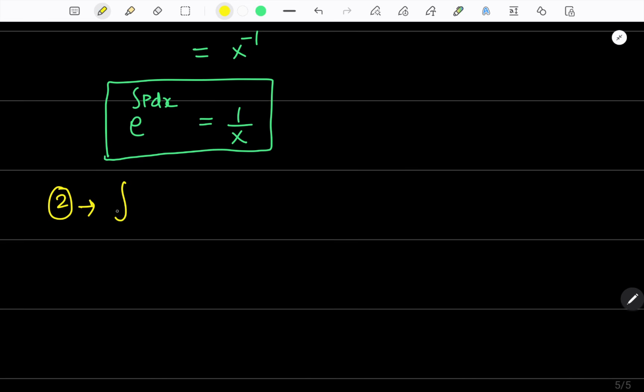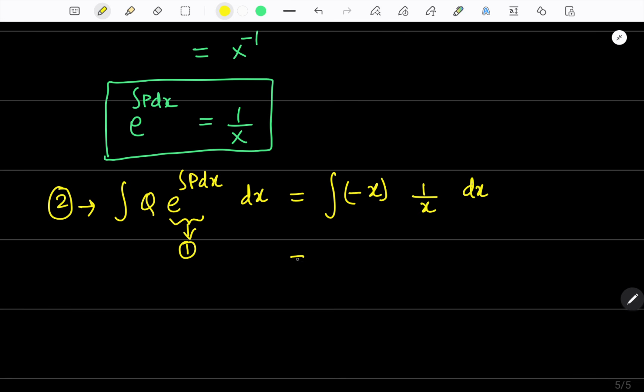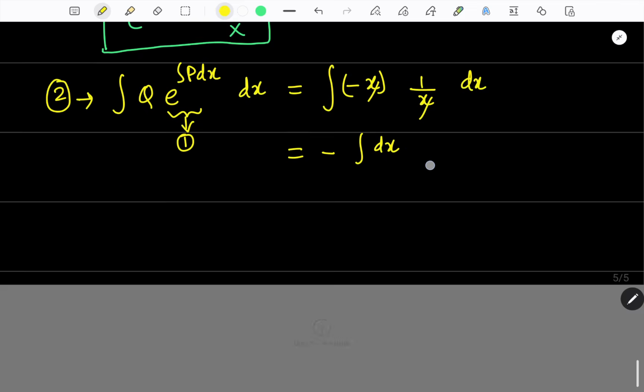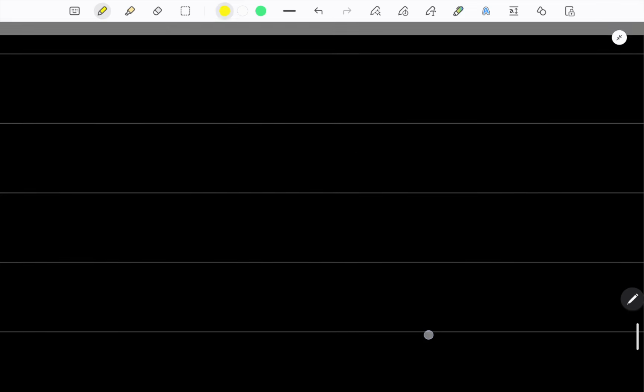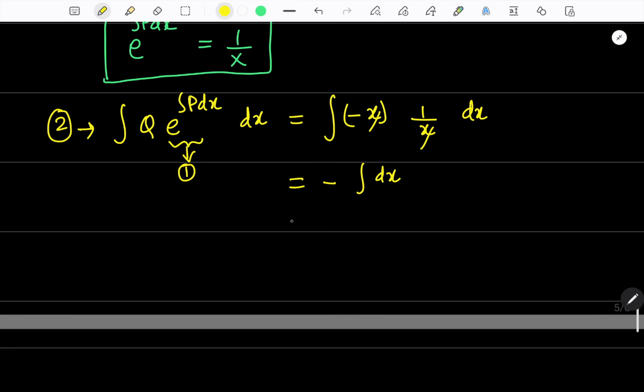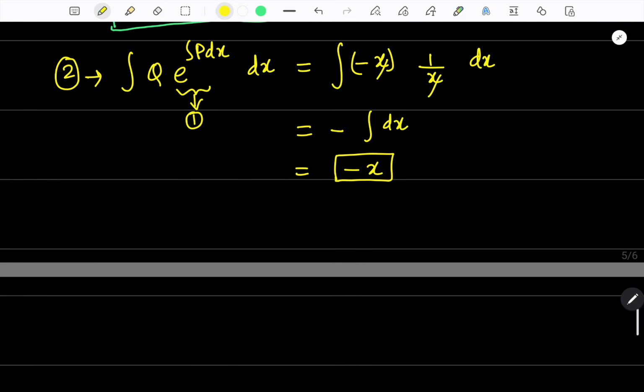Step number 2 is integral of q e to the power of integral p dx into dx, which is equal to integral of q, which is minus x, we already have that. And this is from step number 1, right? Which is 1 over x into dx. The x and x get cancelled. So what will I get? Minus integral dx. So what is the integral of minus dx? The integral of minus dx is equal to minus x. So this equals minus x, plus the integrating constant c, but we are not putting it. So this is your step number 2.